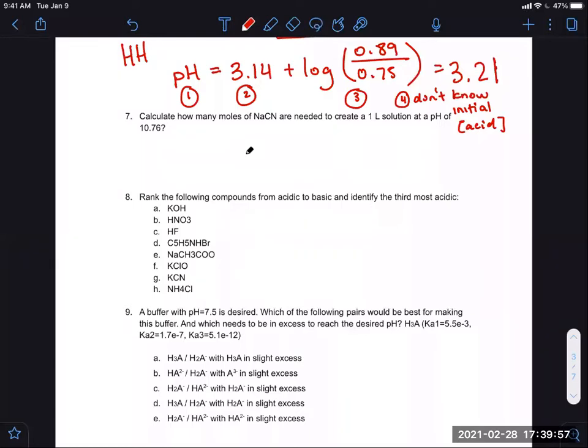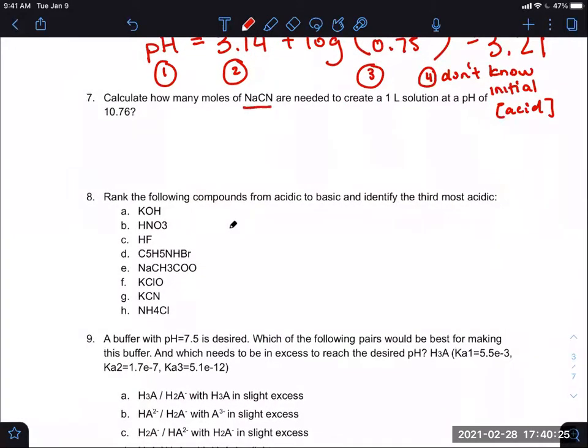So for number 7, let's see, calculate how many moles of NaCN are needed to create a 1 liter solution. We're only dealing with NaCN here, just to clarify, at a pH of 10.76. Okay. So the first thing I want to do is find the concentration of OH. Why do I want to find the concentration of OH instead of H plus? Well, this is a base, right? So this NaCN is equivalent to CN minus. Okay, this is a weak base.